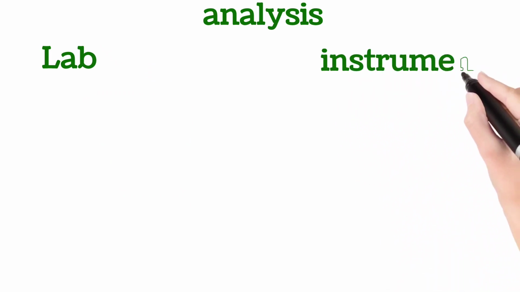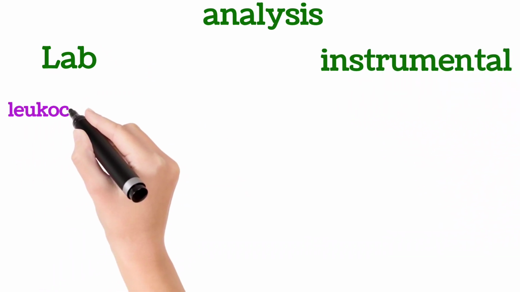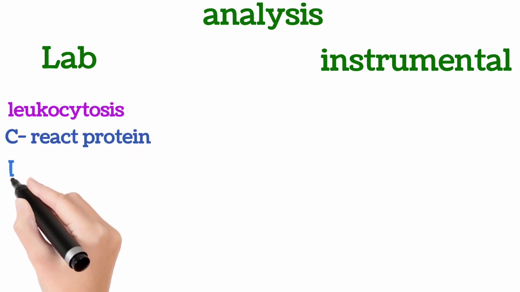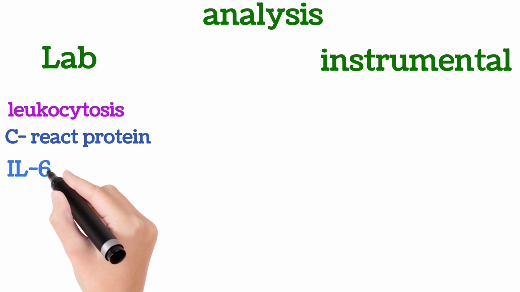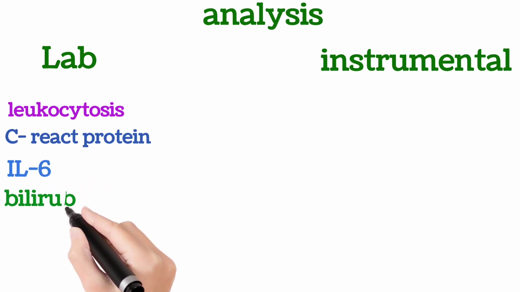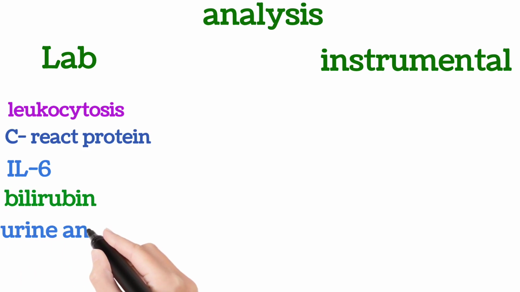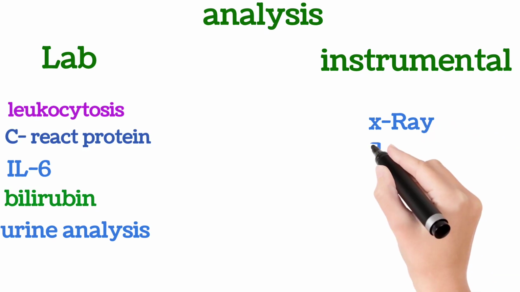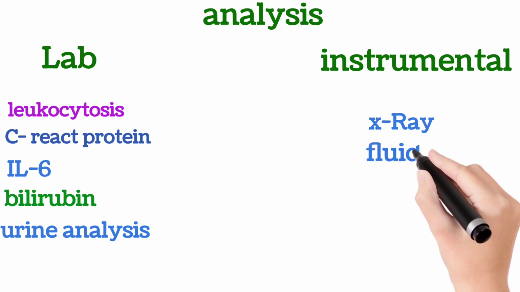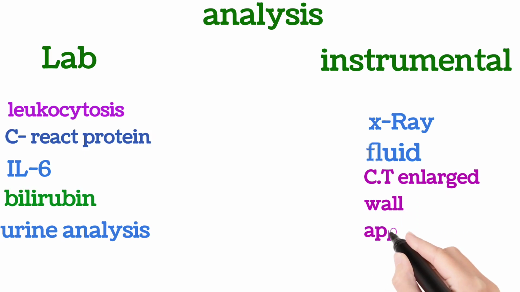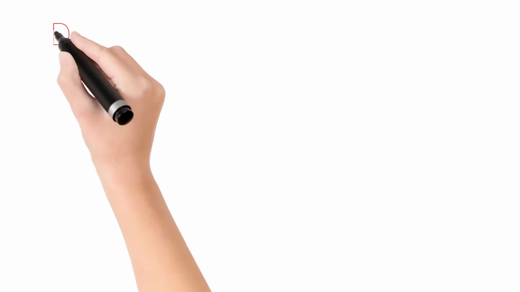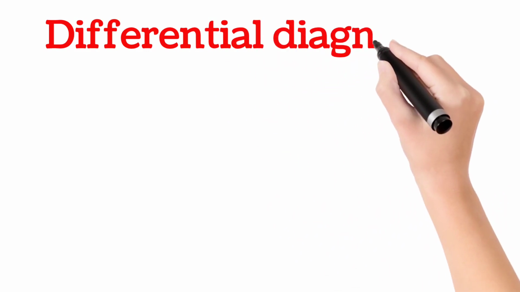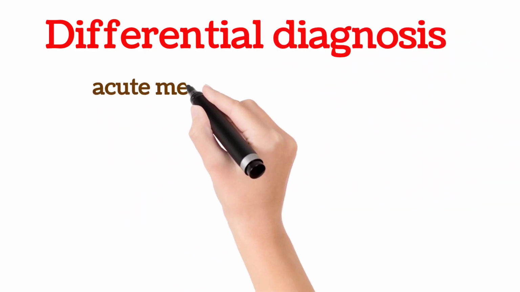Analysis. Lab: leukocytosis, C-reactive protein, IL-6, bilirubin, urine analysis. Instrumental: X-ray, fluid.